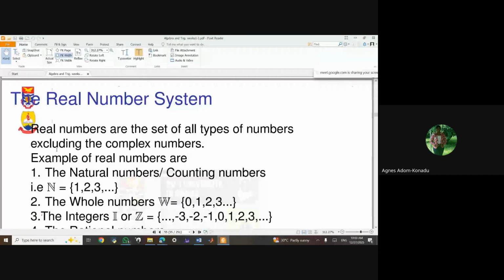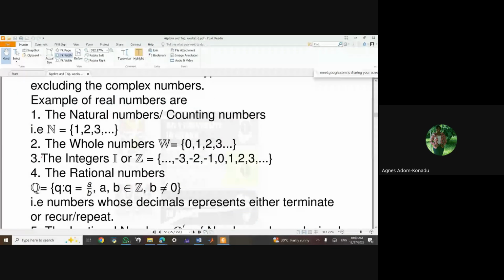So we are talking about natural numbers. We know what natural numbers are. Natural numbers are the same as the counting numbers, and the notation is N. So we are talking about 1, 2, 3, 4, 5, up to positive infinity. Then we have the whole numbers. The whole numbers are the natural numbers, but 0 is included. So we have 0, 1, 2, 3.